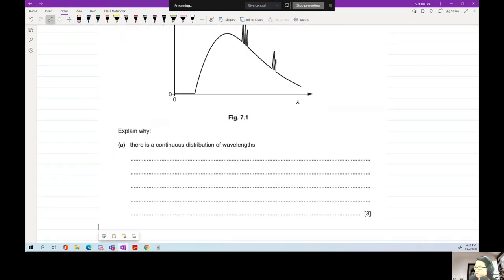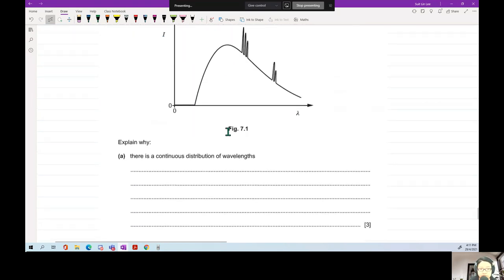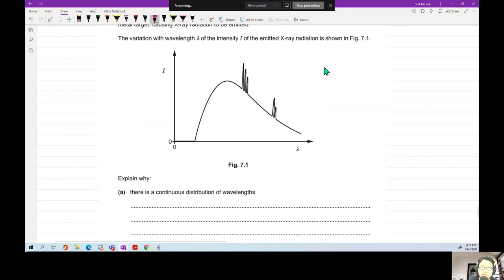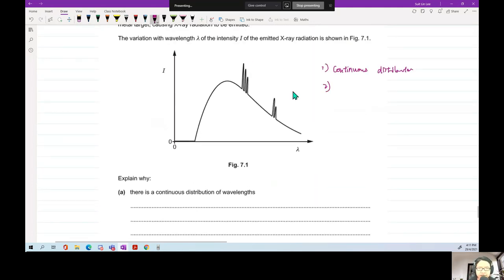So this is an example of a passive question that they can ask you. The continuous X-ray spectrum was asked in winter 20, the ON20 without the ultrasound one, paper 4.2. Explaining the spectrum. So things that they can ask you to explain: number one, the continuous distribution. Why do we have this continuous distribution? Number two, they will ask you to explain why there are narrow peaks at certain wavelengths, the characteristic wavelength lines. Number three, they can ask about the cutoff wavelength.